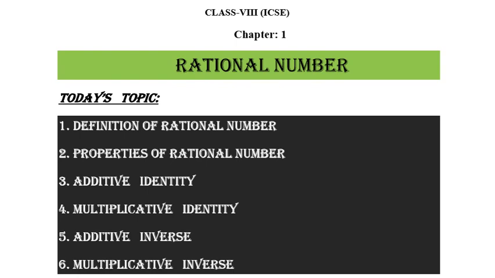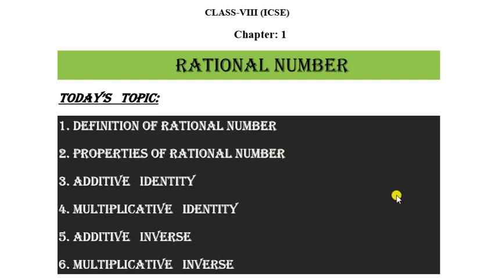Today we are going to discuss the first chapter from the class 8 book, rational numbers. Today's topics are the definition of rational number, properties of rational number, additive identity, multiplicative identity, additive inverse, and multiplicative inverse. We are going to discuss only 6 topics in this chapter. So let's start.